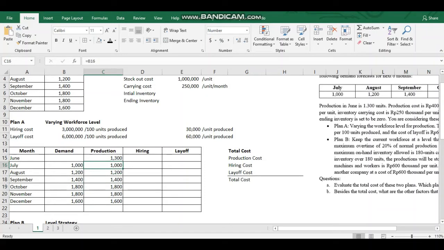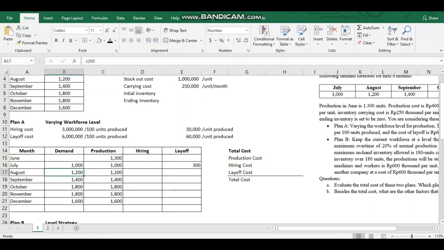And then starting from July, we only have demand and we only have to produce as much as 1,000 units, while our current level production is 1,300 units from June. So our level of production is in excess, and we have to lay off to adjust it with July demand and production. So we have to lay off as much as the difference between the level production in June and level production in July, right?